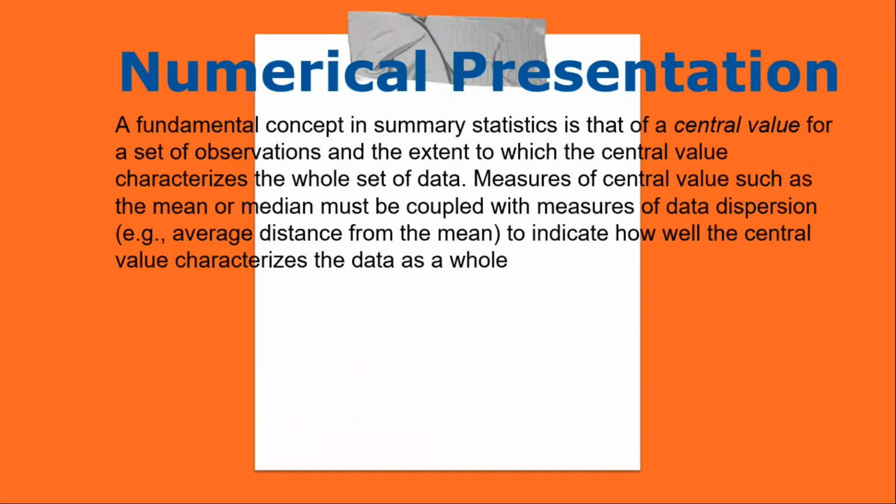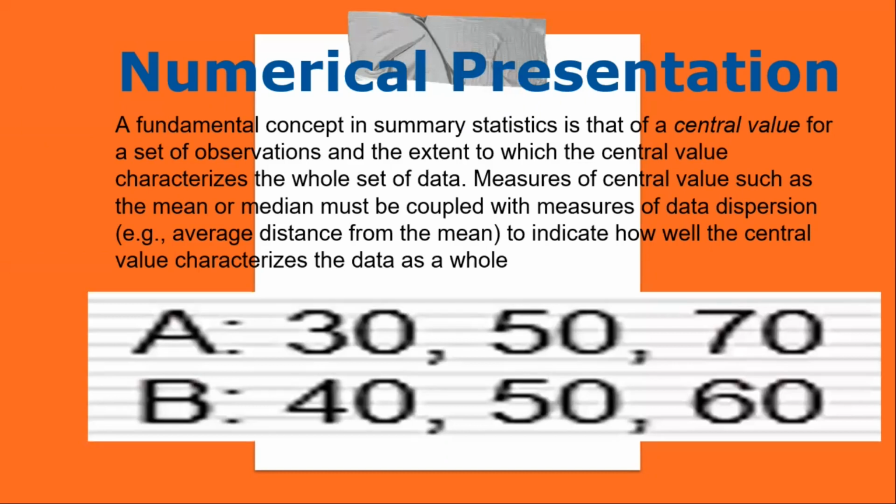To understand how well a central value characterizes a set of observations, let us consider the following two sets of data: A: 30, 50, 70; B: 40, 50, 60. The mean of both data sets is 50. But the distance of the observations from the mean in dataset A is larger than in dataset B. Thus, the mean of dataset B is a better representation of the dataset than is the case for set A. Commonly used methods are mean, median, mode, geometric mean, etc.